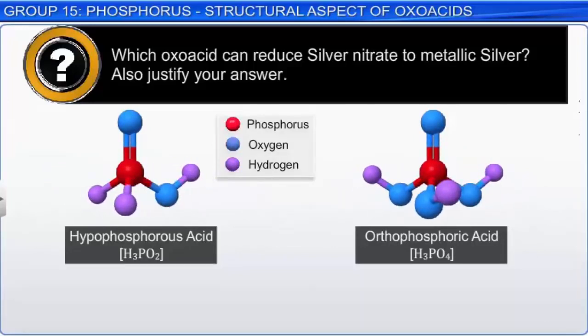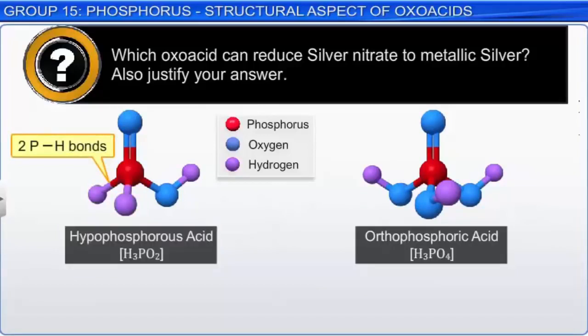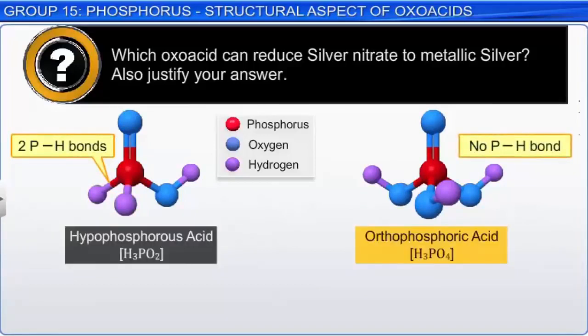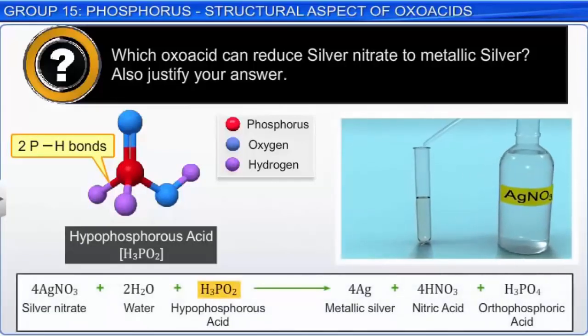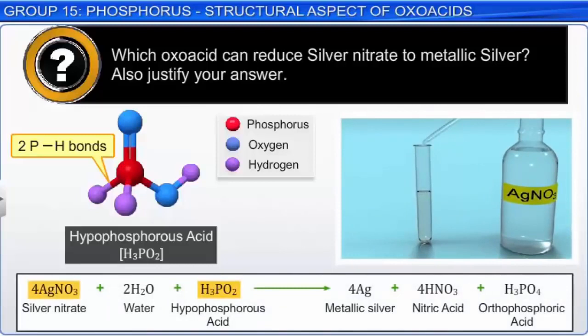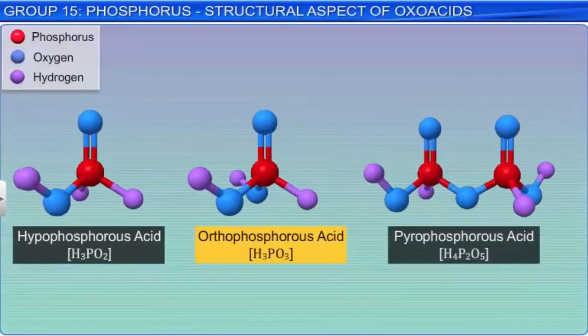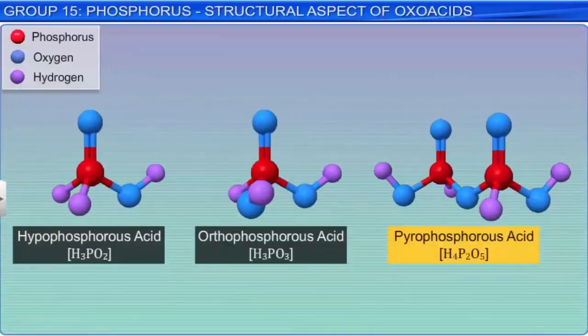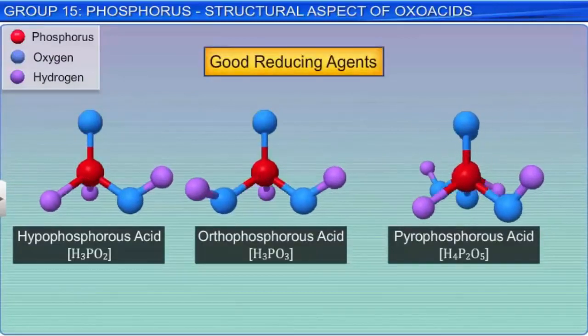It is apparent from the two structures that hypophosphorus acid contains two P-H bonds, while there is no P-H bond in orthophosphoric acid. Hence, hypophosphorus acid reduces silver nitrate to metallic silver, as shown by the equation here. Similarly, orthophosphorus acid and pyrophosphorus acid, which belong to the phosphorus acid series, are good reducing agents.